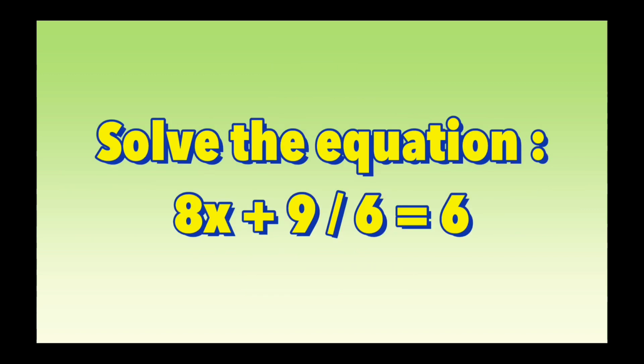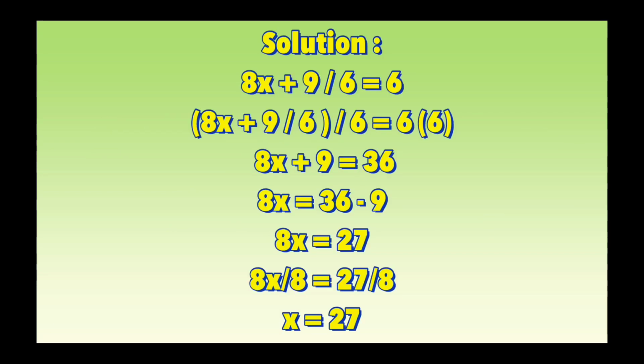Okay, the next problem is number 4. Solve the equation: 8x plus 9, all over 6, equals 6. For our solution, first copy the given equation, 8x plus 9 over 6 equals 6. In this kind of equation, we're going to multiply both sides by 6. So on the left side, 6 divided by 6 equals 1, so the answer is 8x plus 9. And the right side is 6 times 6 equals 36.